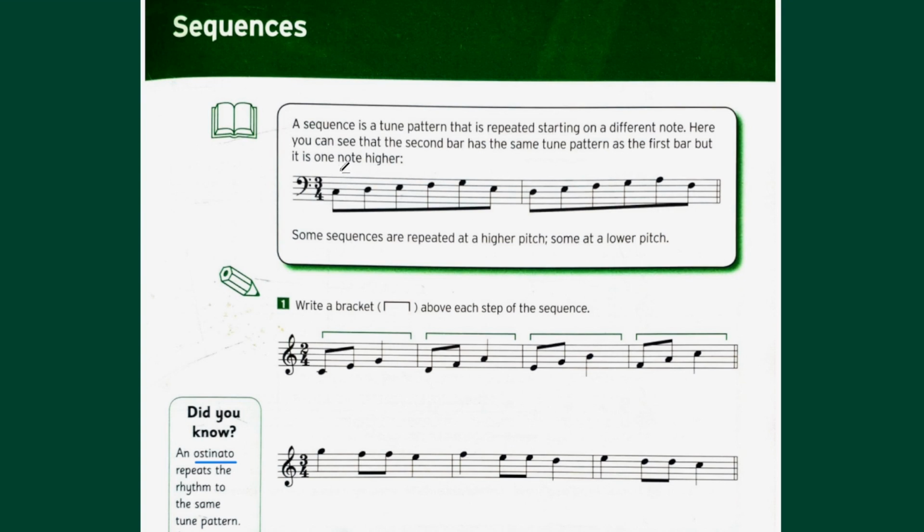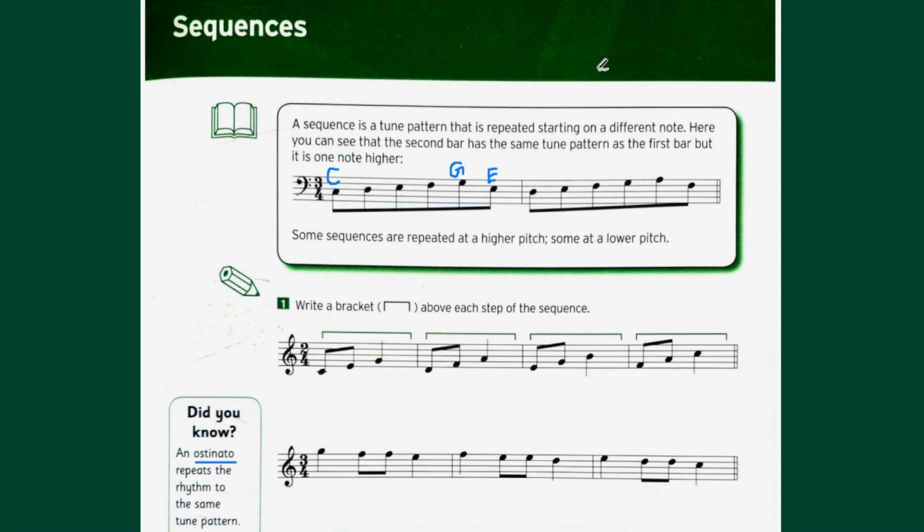So you can see this rhythm pattern, we have 6 quavers on our first bar, and the second bar also has 6 quavers. But look at the melody, it's moving one step higher each time, starting from C to G, and then it moves down a third to E.